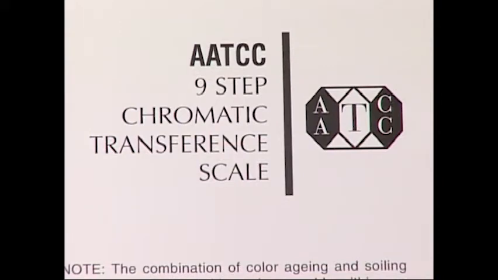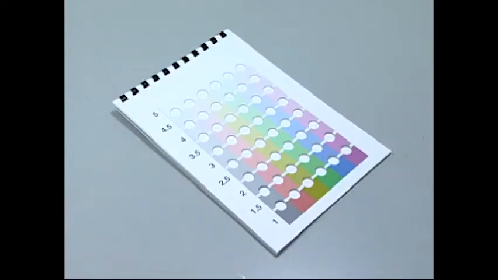AATCC Evaluation Procedure TM8, 9-step chromatic transference scale, is another procedure for measuring staining on undyed textiles during color fastness testing. This scale is the only evaluation procedure that uses Munsell color chips. This scale is comprised of 54 color chips. They are in gray and 5 Munsell hue families. These hues are red, yellow, green, blue, and purple.